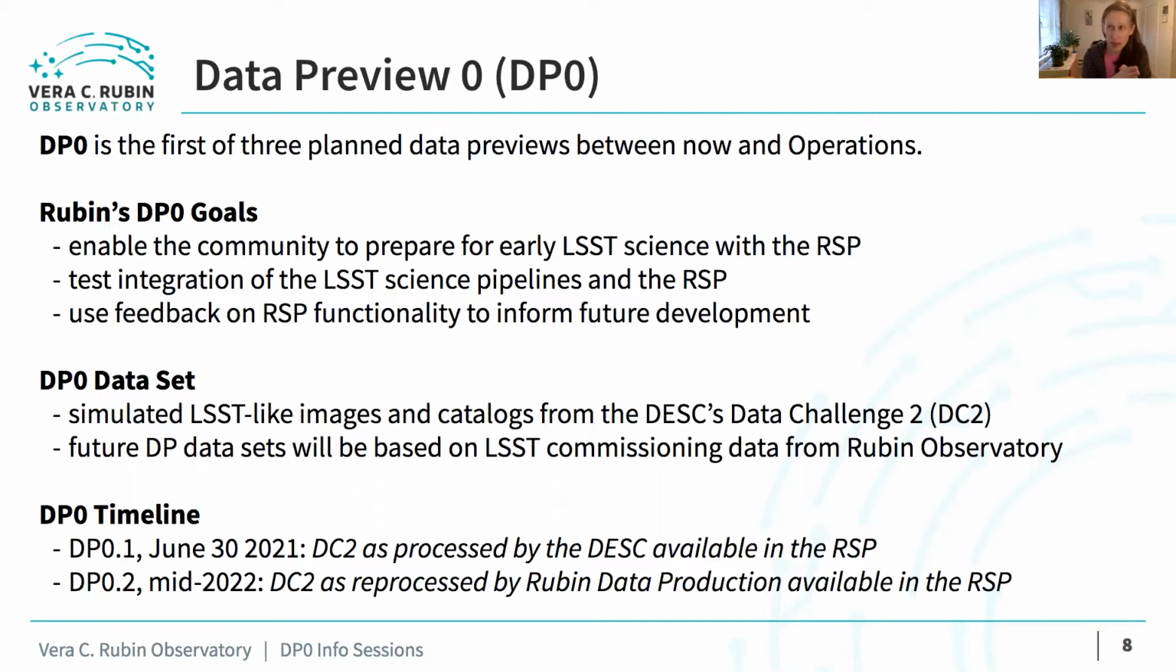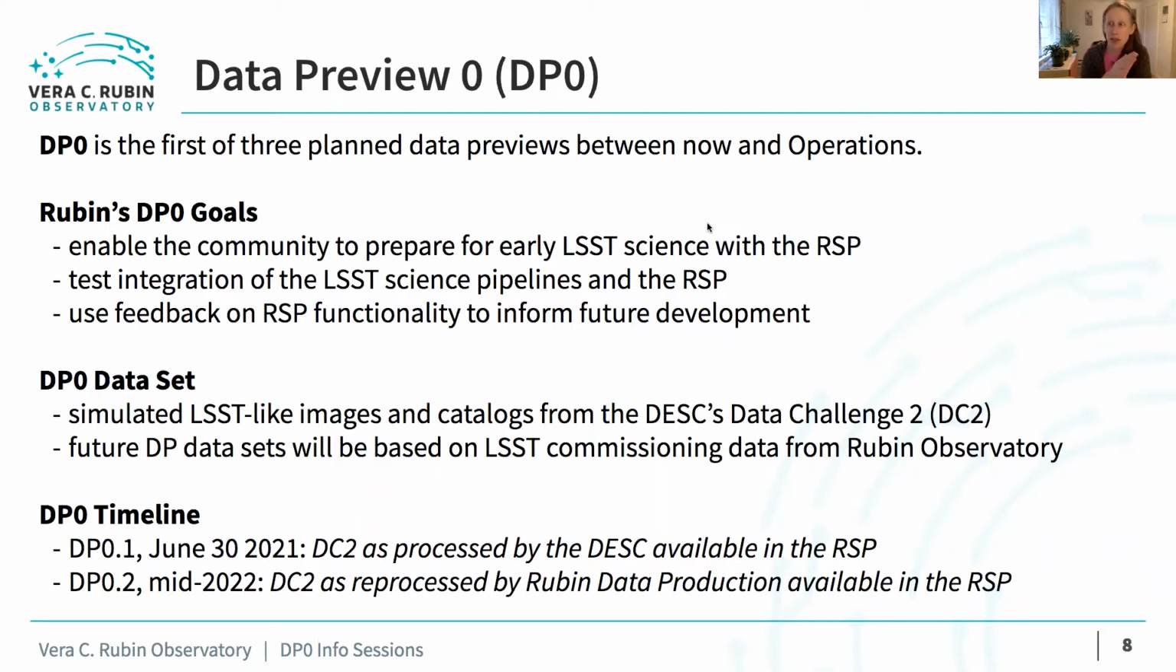In order to achieve these goals, they adopted a DP0 dataset that is simulated LSST-like images and catalogs from the DESC, which is the Dark Energy Science Collaboration. These simulated images are from their Data Challenge 2, DC2. So you might at times hear the DP0 dataset referred to as the DC2 dataset. We're talking about the same thing in that case. Future data preview datasets, Data Previews 1 and 2, that will happen over the future years, will be based instead on LSST commissioning data. So real data from the real sky will be used for those ones.